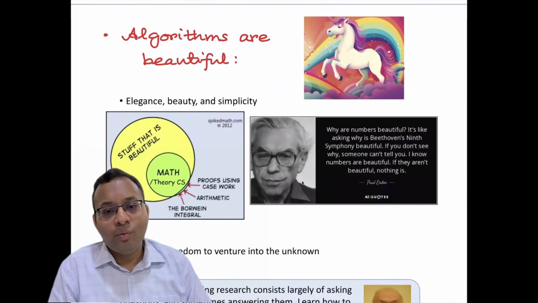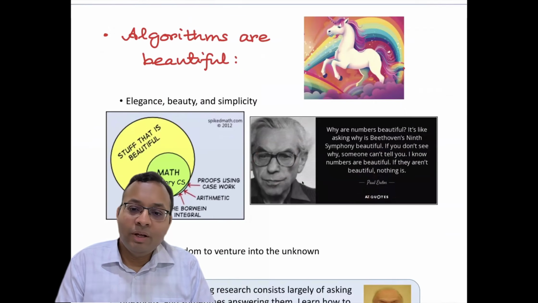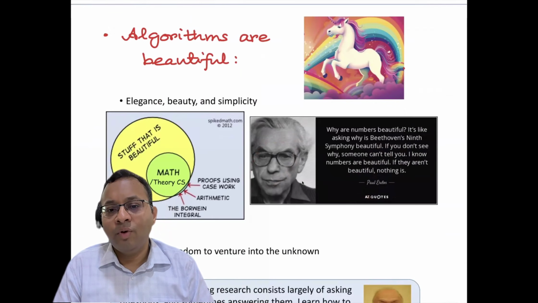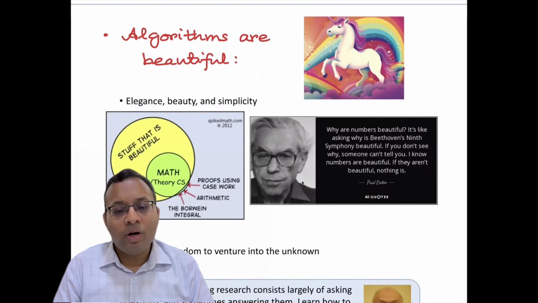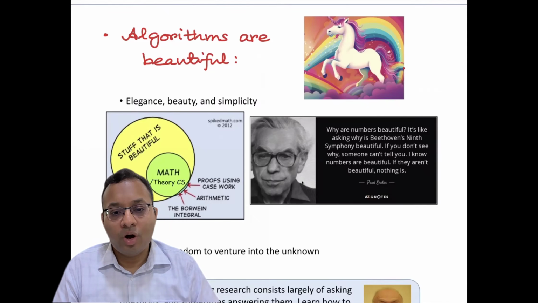And finally, I'll tell you why I find algorithms so interesting. Because algorithms are beautiful and magical. This is a quote by Paul Erdős, and he was talking about the beauty of mathematics. Why are numbers beautiful? It's like asking why Beethoven's Ninth Symphony is beautiful. If you don't see why, someone can't tell you. I know numbers are beautiful. If they aren't beautiful, nothing is. Paul Erdős believed that he did not know whether there is God or not, but he believed there is a book which God has written and it contains all the beautiful proofs.